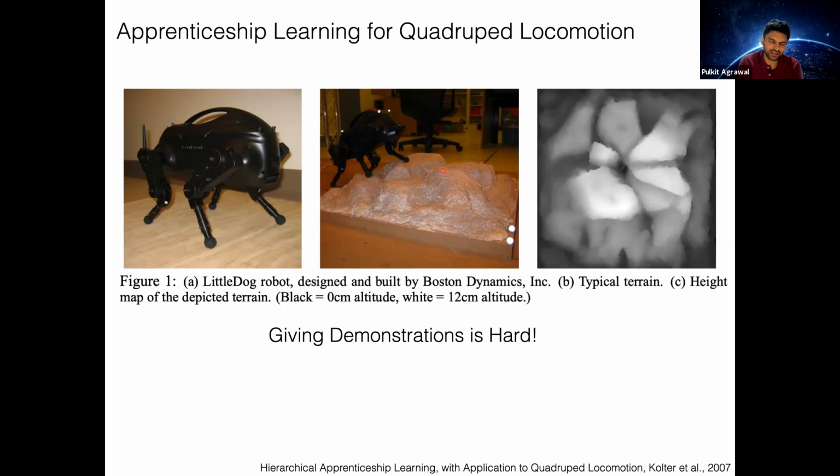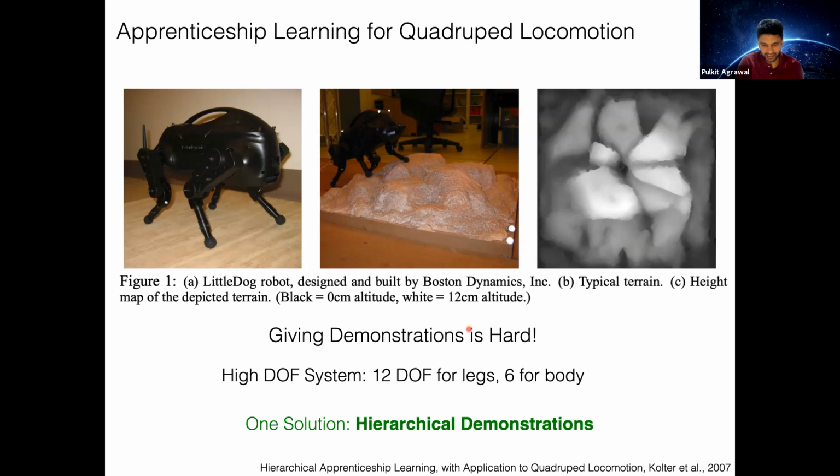Now, for these kinds of systems, giving demonstrations is hard. Why is it hard? Because the degrees of freedom are very high. There are 12 degrees of freedom for legs and 6 for the body, so there are 18 degrees of freedom. So it's very hard to manually control this robot so that it can walk across this terrain. So what do we do in that setup?